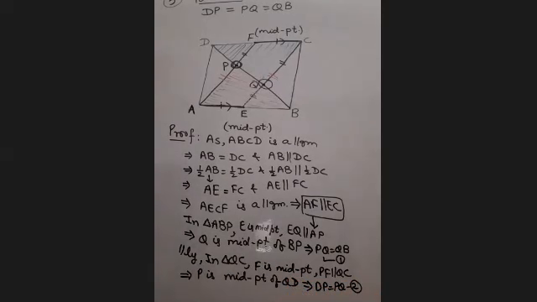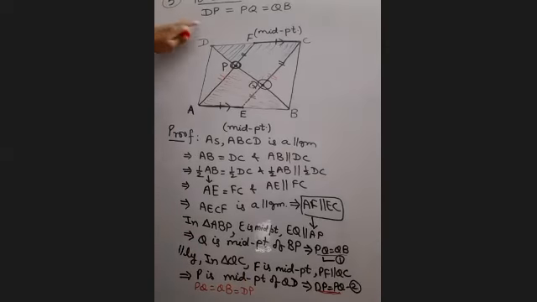Now from here you see PQ is equal to QB and PQ is equal to DP also. What does it mean? QB is equal to DP. DP is equal to PQ is equal to QB. All three are equal. That is what we have to show, beta. Clear? Yes, ma'am.